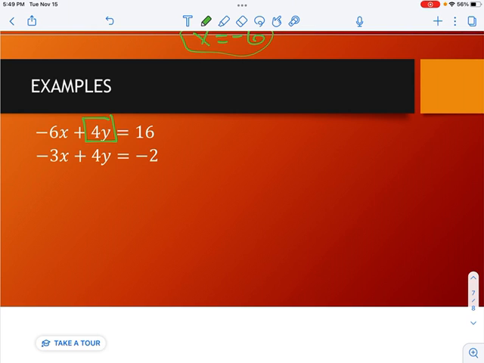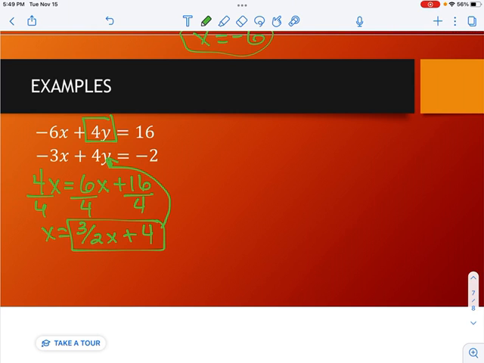So what I'm going to do is move the 6x over by adding. So I get 4y equals 6x plus 16. I then divide everything by 4. So I get y equals 3/2 x plus 4. I take that now and I plug it into the y here. So I get negative 3x plus 4 times 3/2 x plus 4, and that equals negative 2.